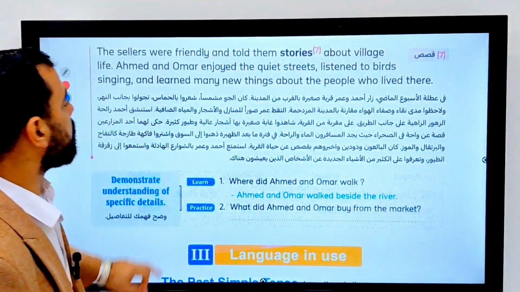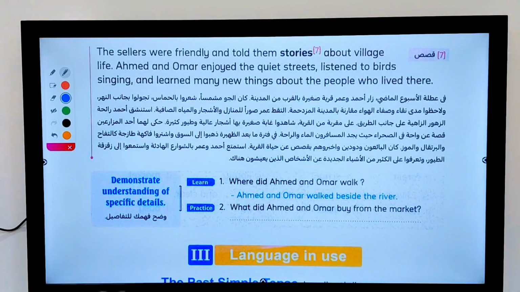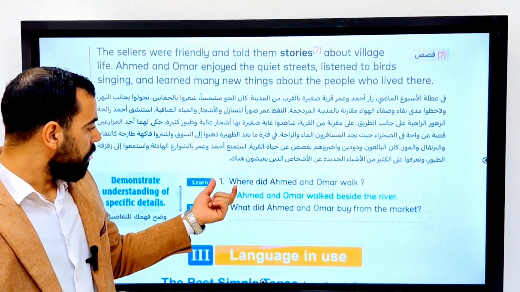In the afternoon, they went to the market and bought fresh fruit such as apples, oranges, and bananas. Let's move to the next page. The sellers were friendly and told them stories about the village life. Ahmed and Omar enjoyed the quiet streets, listened to birds singing, and learned many new things about the people who lived there.